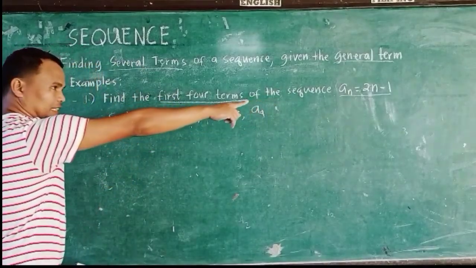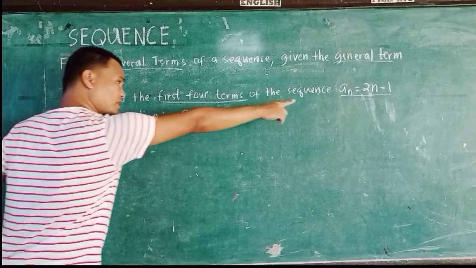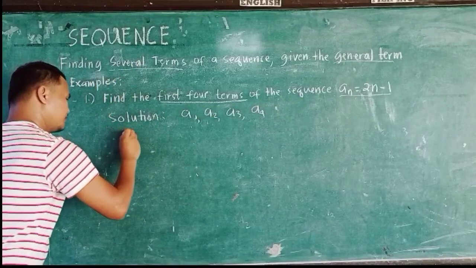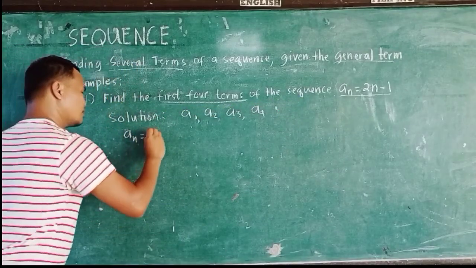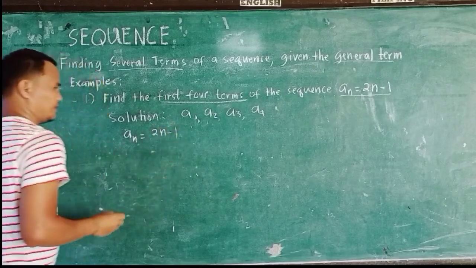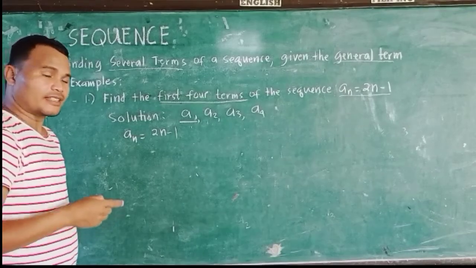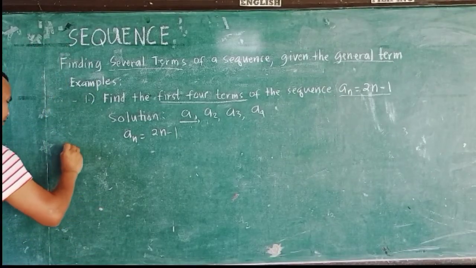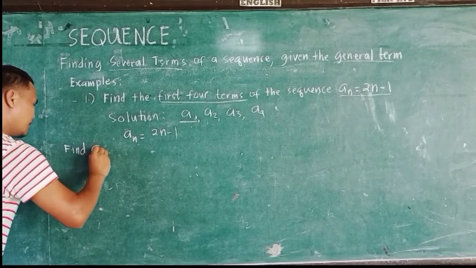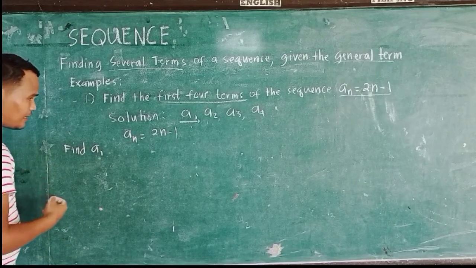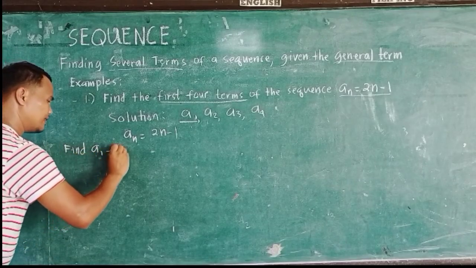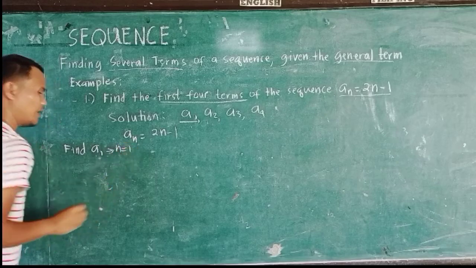So, copy the general term, a sub n equals 2n minus 1. Una itong pangitaon, a sub 1 first. So find a sub 1. Okay, in finding a sub 1, it implies that n equals 1.